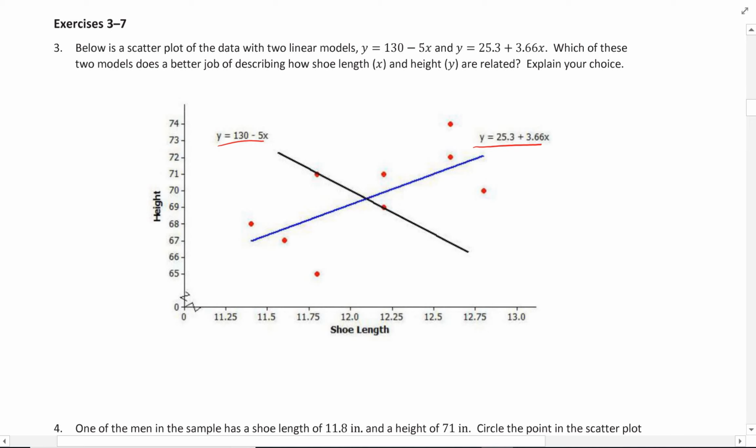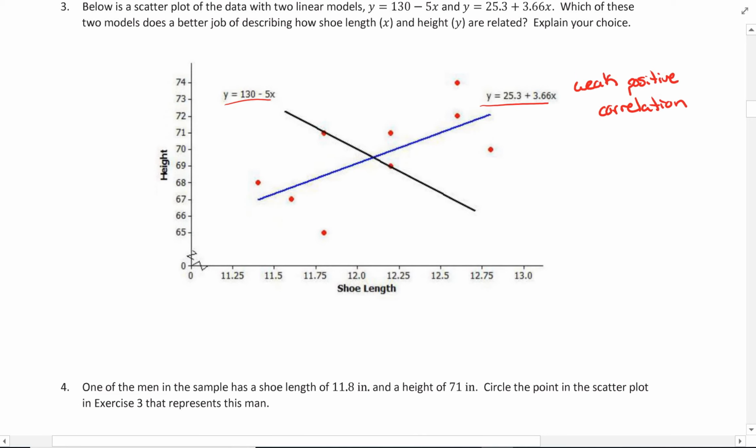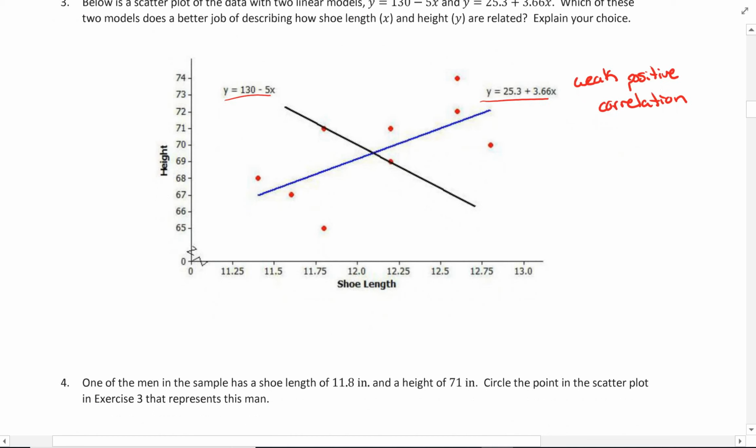We know from before that we said this has a weak positive correlation, meaning as x increases, y increases. If I'm looking at these two lines, well, the blue one is clearly increasing, but this black line is decreasing. Now you may be wondering, Mr. Z, that black line goes through 2 points though. That blue line goes through no points. That may be true, but at the same time, that black line is decreasing.